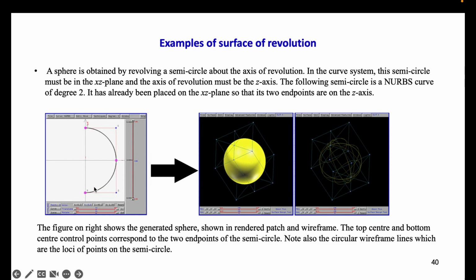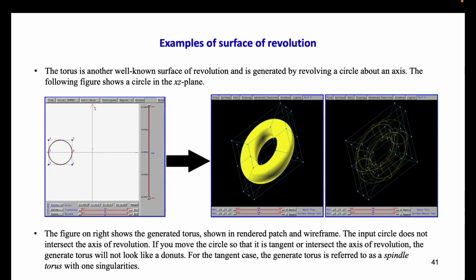As you can see, the figure on the right shows the generated sphere shown in render, patch and wireframe. The top center and the bottom center control points correspond to the two endpoints of the semicircle. Note also the circular wireframe lines, which are the loci of points in the semicircle. I'm going to show you one more example, which is a popular one.